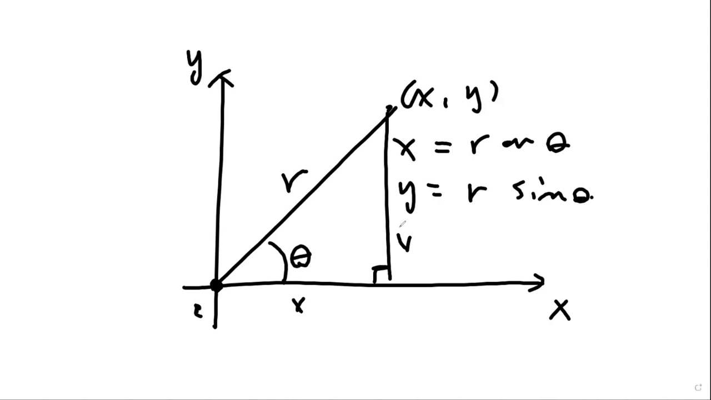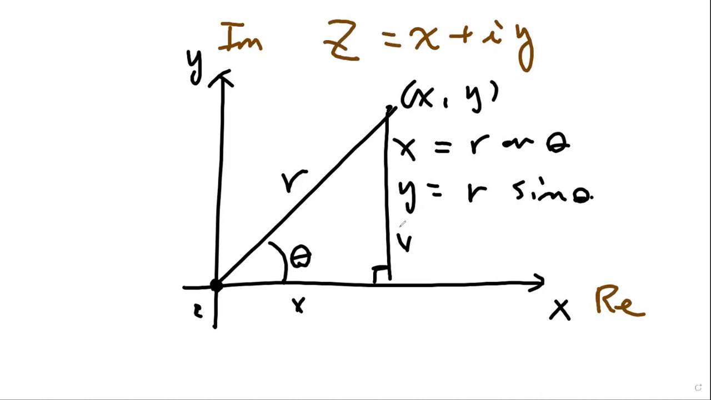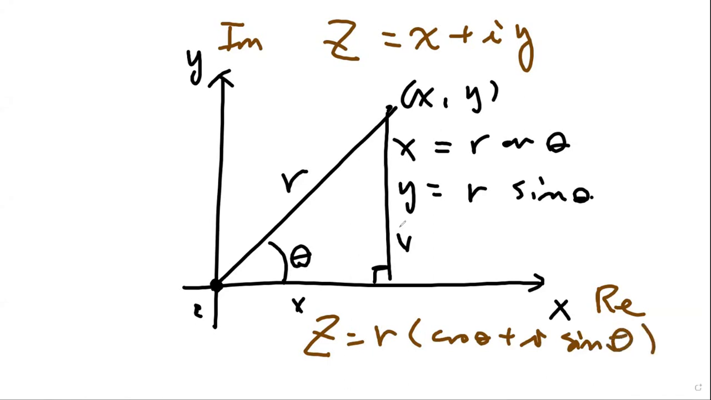If we look at the data in the complex domain, this one is the real axis and this one is the imaginary axis, right? Then we can also write this as x plus i y, if we look at it as a complex number. This complex number can also be written as r cosine theta plus i sine theta. By Euler's formula, you can write this complex number as r e to the i theta.